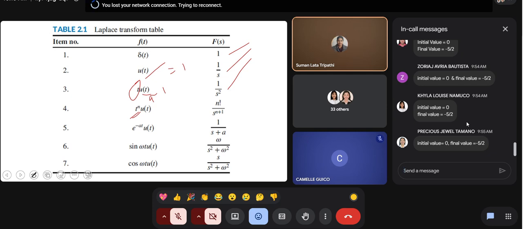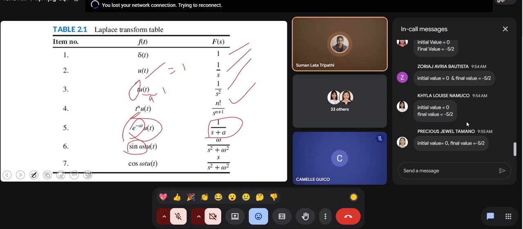t to the power n, u(t) means t to the power n, so the transform will be factorial n upon s to the power n plus 1. And this is the frequency shifted function. The answer for u(t) is 1 by s, but it is frequency shifted, so that's why it is 1 by s plus a.